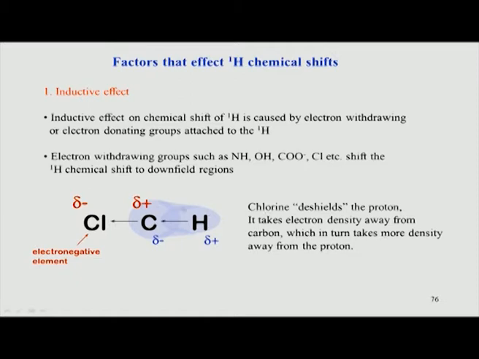So, this is the electron withdrawing effect, and this is typically observed in functional groups such as NH, OH, carboxylate, chlorine, etc. Because of that, this hydrogen will now appear at a chemical shift value that is very downfield shifted. This is what we saw in the previous slide: the hydrogen attached to a chlorine comes downfield shifted.